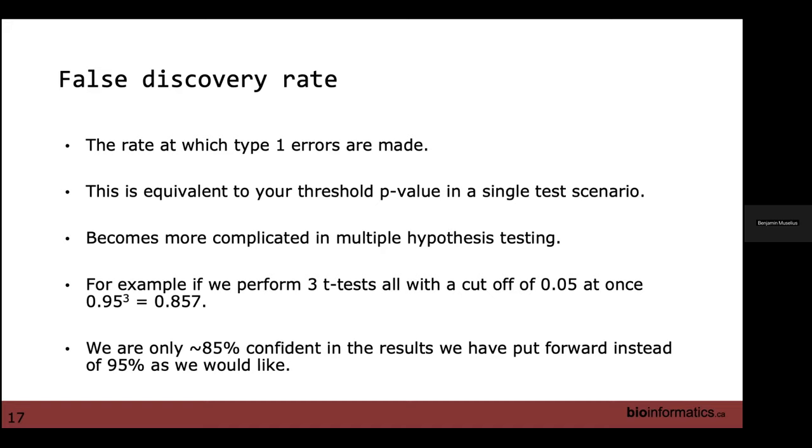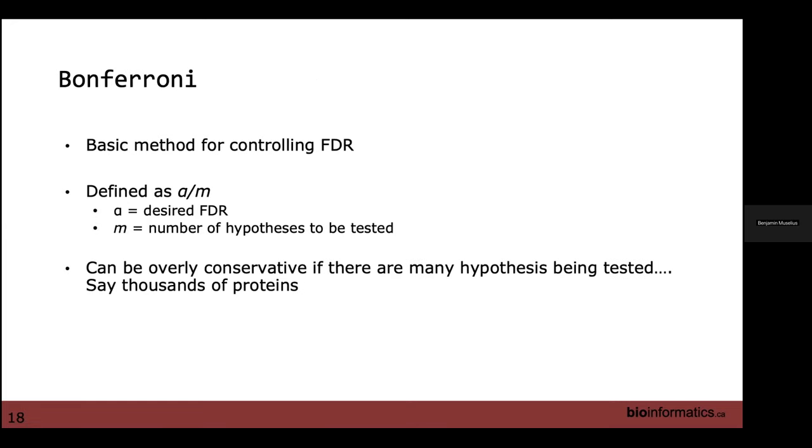So false discovery rate is, how do we deal with this? Because that's only 3 observations. If you have even 200 proteins, that number becomes 200. So suddenly the likelihood that you've made a type 1 error, a false positive somewhere, becomes far, far, far more likely. There are many methods of dealing with this, but I'm going to talk about 2 of the most common ones that we use in proteomic analysis.